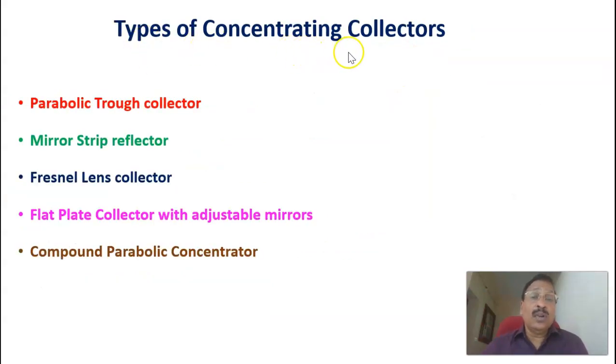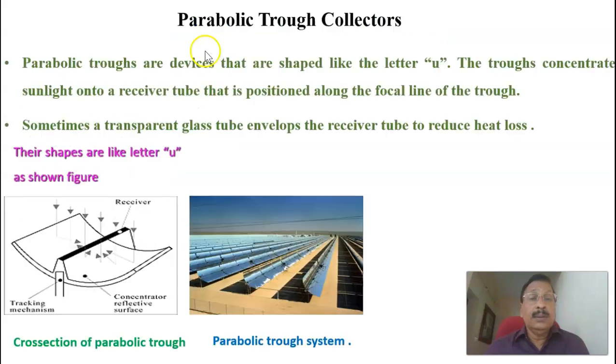The types of concentrating collectors are classified as parabolic trough collectors, mirror strip reflectors, Fresnel lens collectors, flat plate collectors with adjustable mirrors, and compound parabolic concentrators. These are the different classifications of concentrating type collectors.